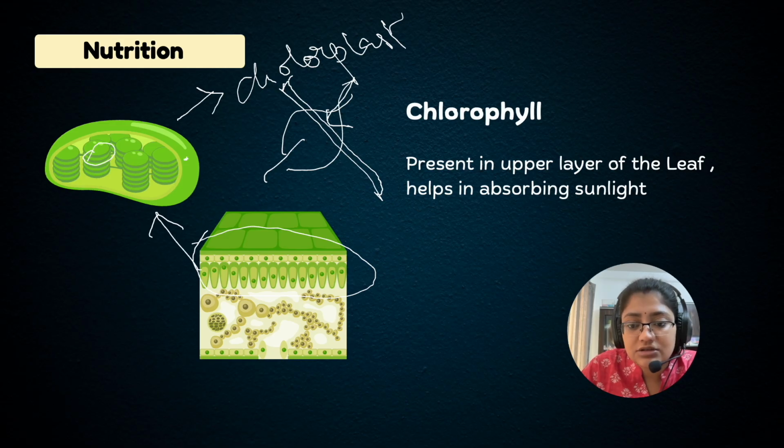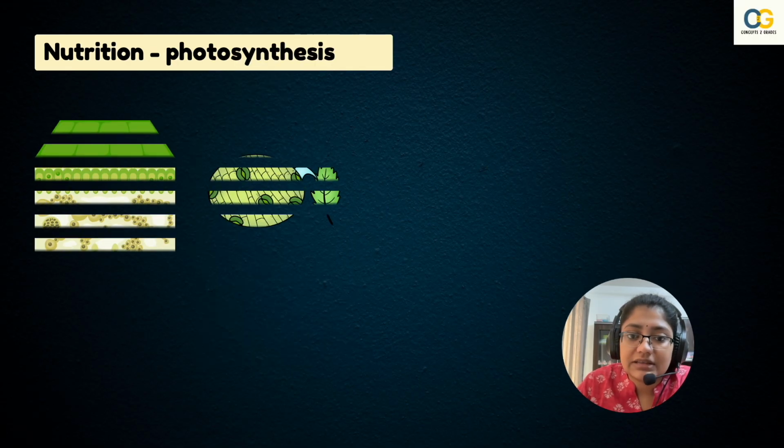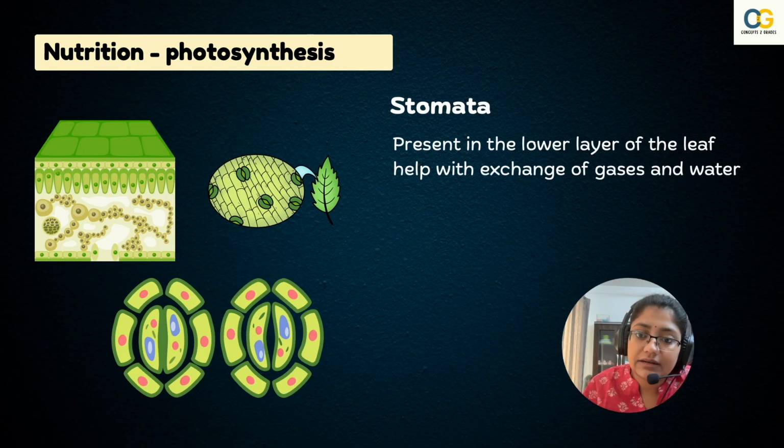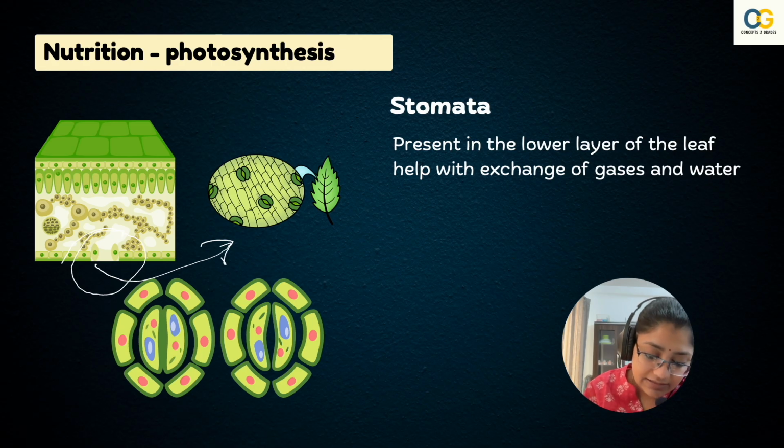Now, the plants also have to exchange these gases, right? How is it taking the carbon dioxide, sending the oxygen out and all of that? So for that, there is stomata. So what happens here is, stomata is present in the lower layer of the leaf. As you can see here, there is stomata present. So behind the leaf, there is stomata present. And this stomata opens and closes by the help of these cells on the end, which are called guard cells.